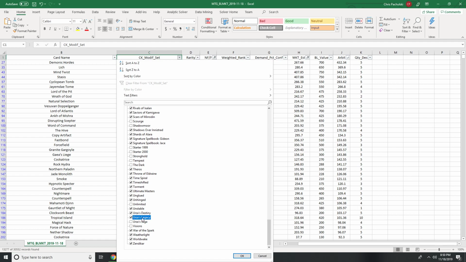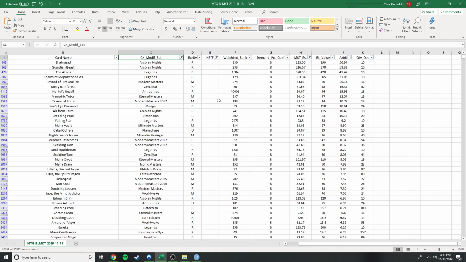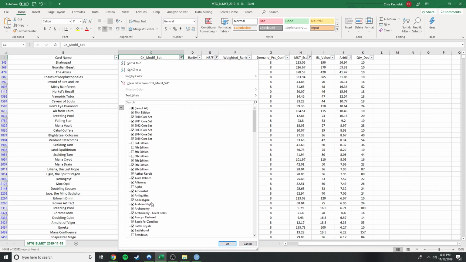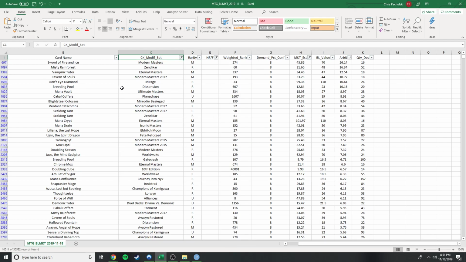Get rid of, again, these three are very questionable. Personal experience. Yeah, definitely get rid of Arabian Nights and Legends. Jeez, my bad. Get rid of Legends. And get rid of Legions while I'm there. There we go. Now we have a reasonable list. Now I have a reasonable list of cards that may well exist.